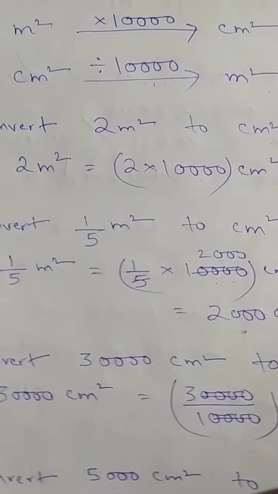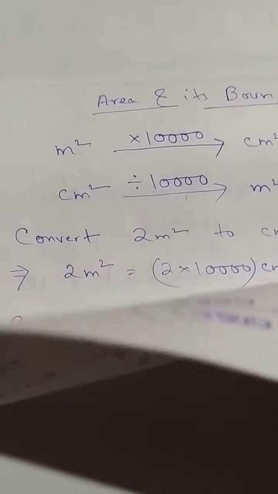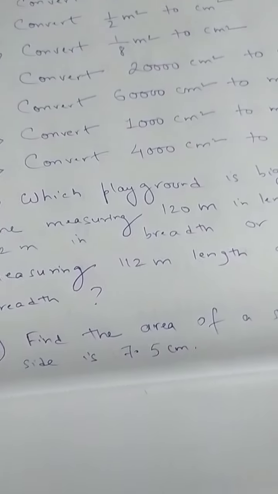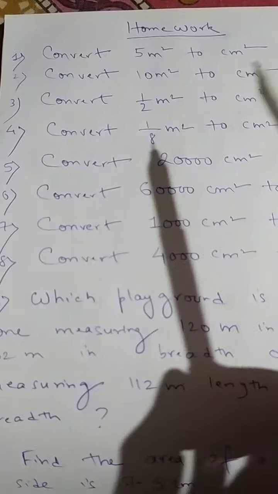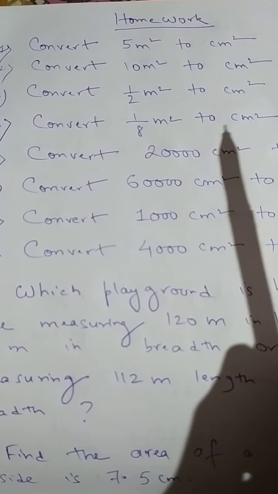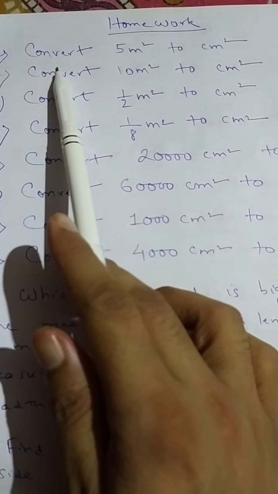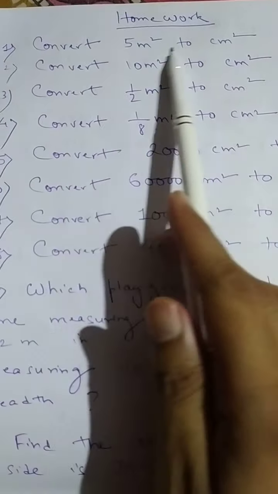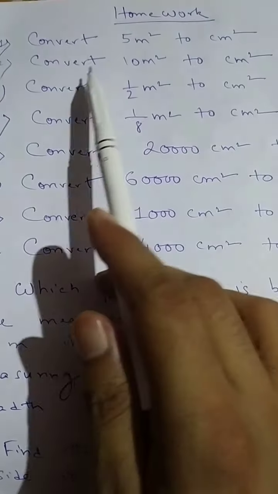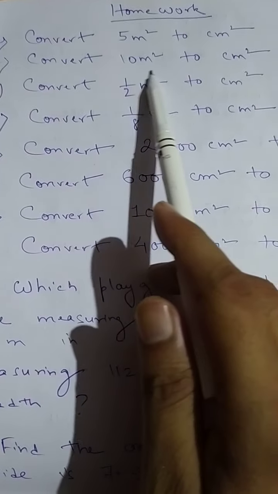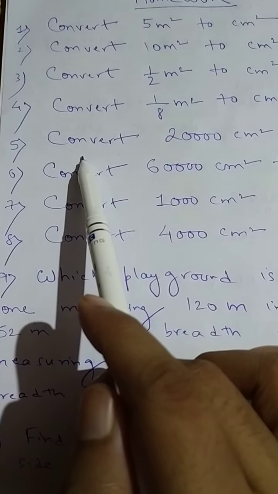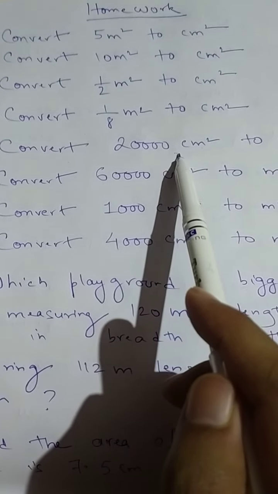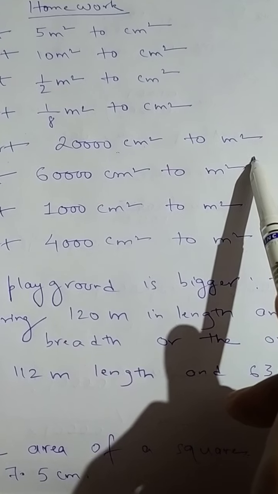So now in the video I am giving you some 10 questions to do. These are the 10 questions. You first of all pause the video and write down the questions. I'm not going to tell this one. This is your homework, the same process that you have done. First see this, there are 10 questions. This one, convert 20,000 centimeters square to meters square.